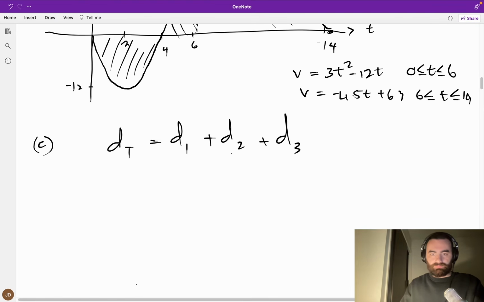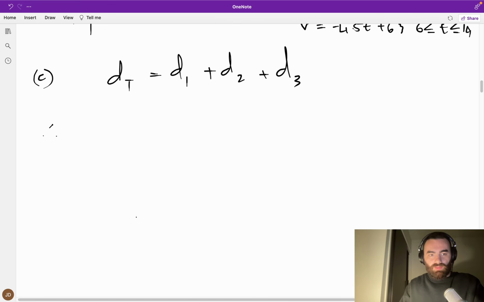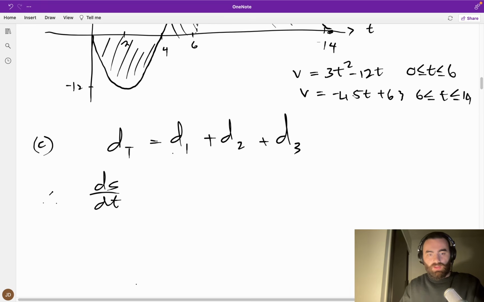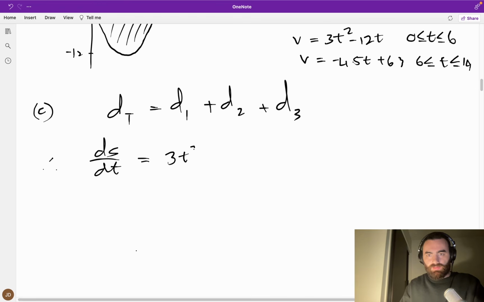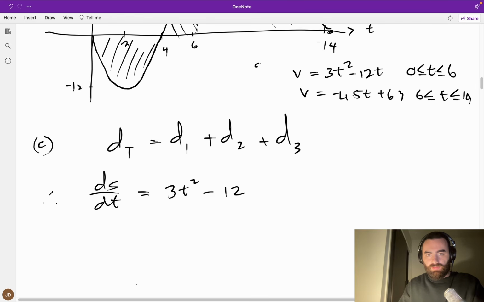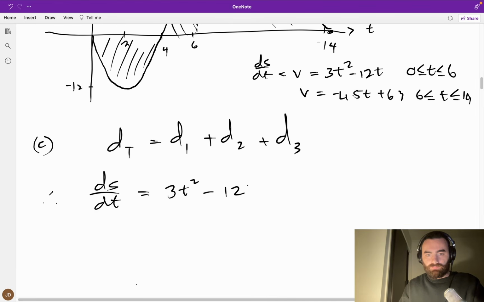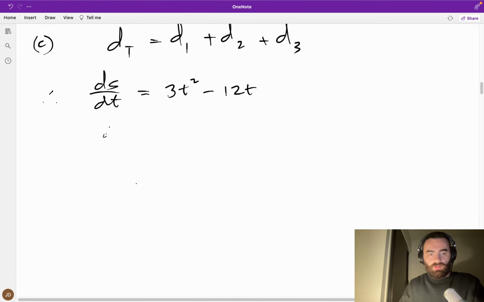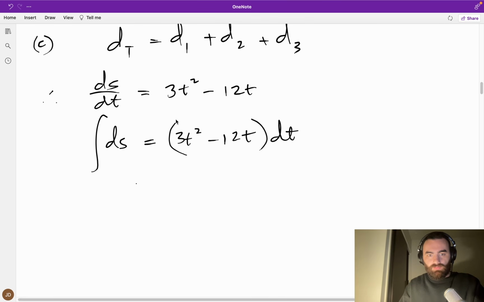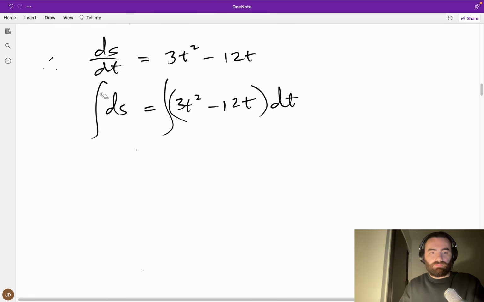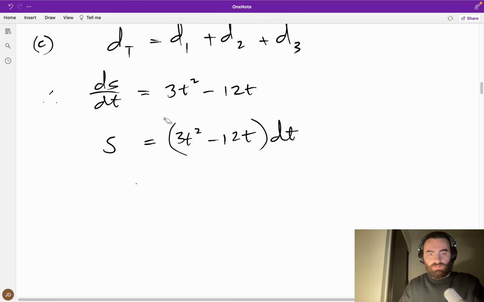So therefore we can say ds by dt for this part here will equal 3t squared minus 12, because v equals ds by dt. So ds equals, if you want to be super pedantic about it, 3t squared minus 12t times dt, and then you integrate both sides. And that becomes s, and this becomes this.